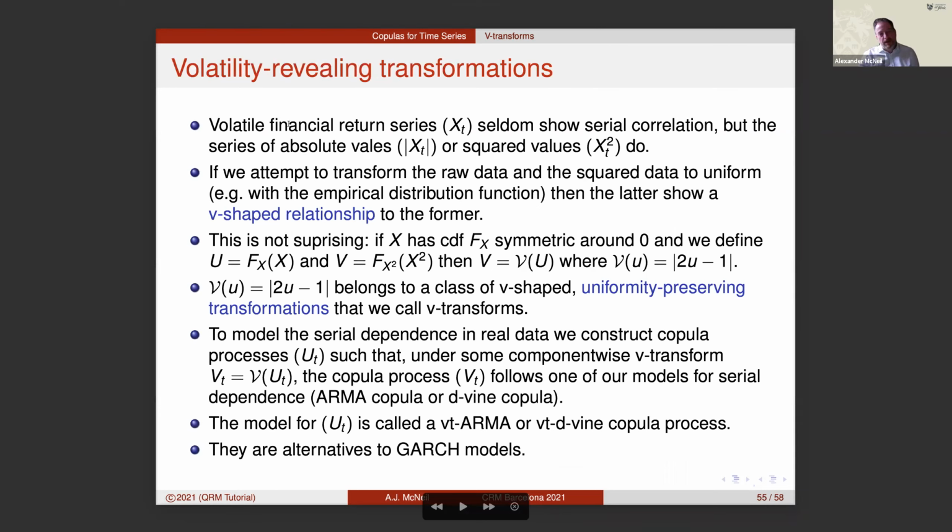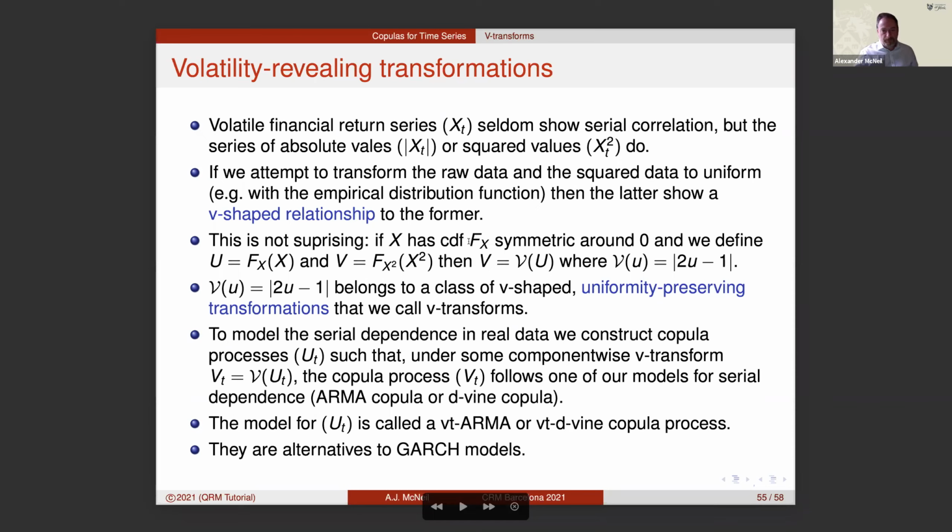So here's what I'm trying to say. If you have a volatile financial return series, you seldom see much evidence of serial correlation. But if you take the absolutes or the squares, you do. And if we attempt to transform the raw data and the squared data to uniform, then we find a V-shaped relationship. And this is not actually surprising, because you can show a very simple theoretical result.